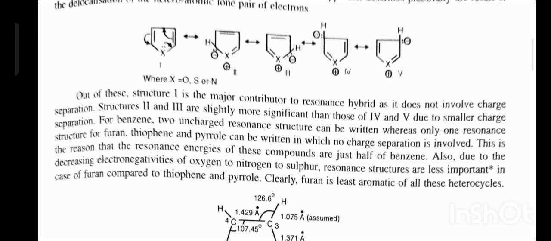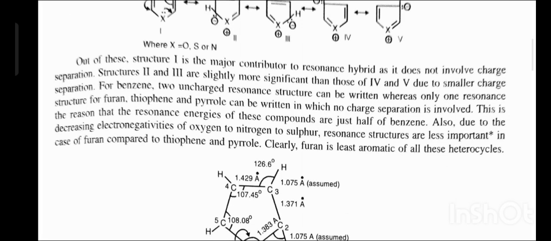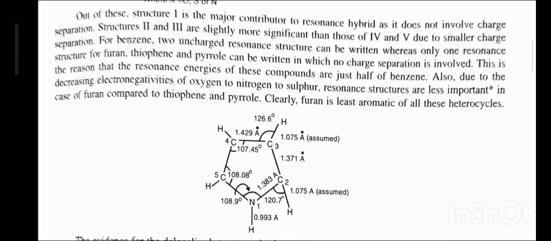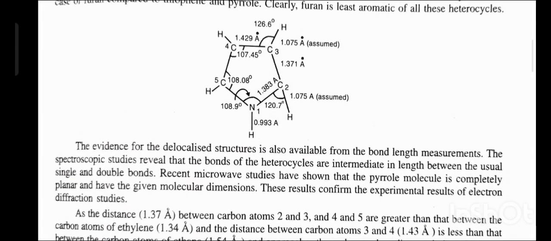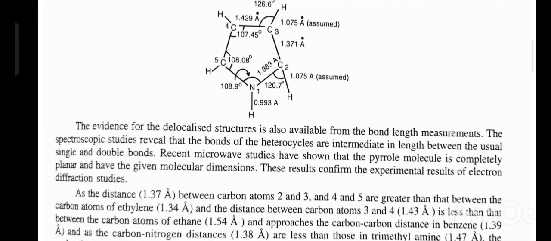For benzene, two uncharged resonance structures can be written, whereas only one resonance structure can be written for furan, thiophene and pyrrole in which no charge separation is involved. This is the reason that the resonance energy of these compounds is just half that of benzene. Also, due to the decreasing electronegativity from oxygen to nitrogen to sulfur, resonance structures are less important in the case of furan compared to thiophene and pyrrole. Clearly, furan is the least aromatic of these heterocyclics. The evidence for the delocalized structure is also available from bond length measurements.